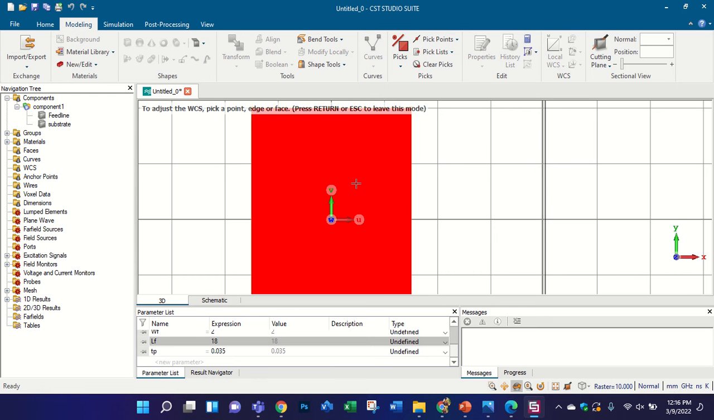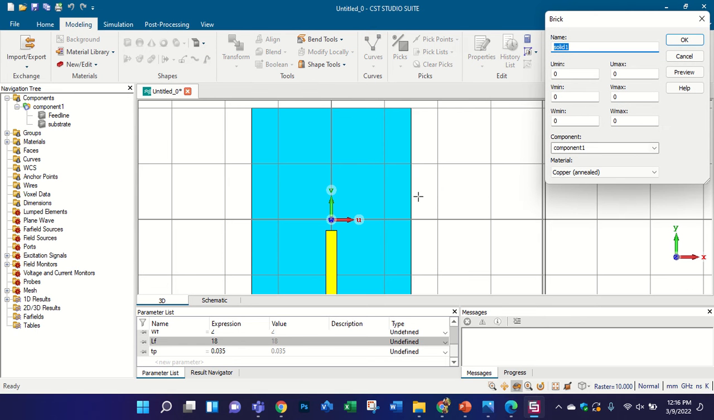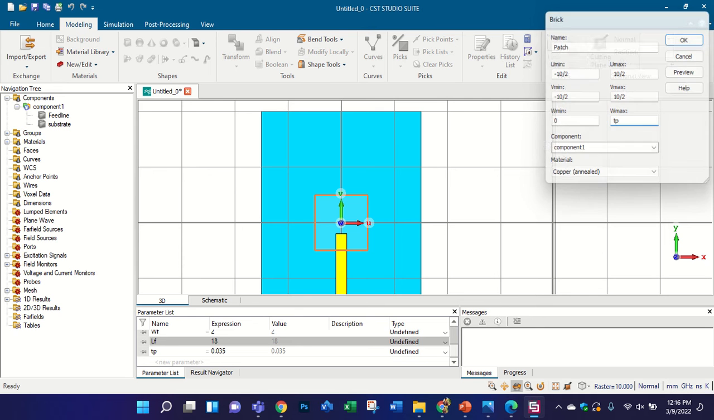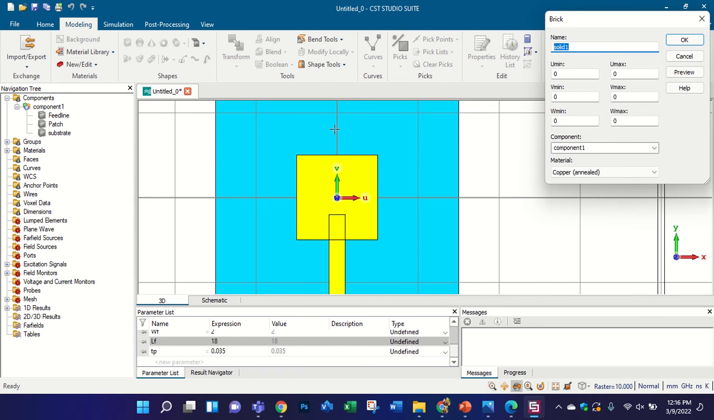You can align your WCS anywhere you want. You need to create a patch of square shape. Okay, square shape patch. For example, you are taking 10. Let's check with this one. It is bigger. Okay, this is your patch. Okay, TP. You remember the size, it is minus 5 cross 5.